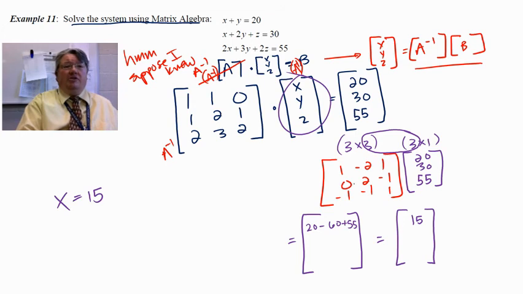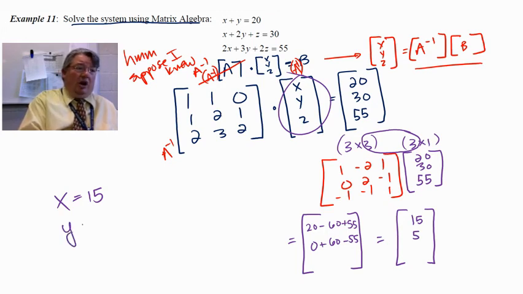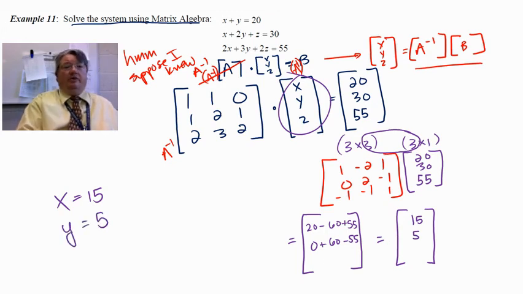Okay? Try this. Second row, first column. So 0 times 20 is 0. 2 times 30 is 60, positive 60. And negative 1 times 55 is negative 55. And 60 minus 55 is 5. Cool! What I just found out is y is equal to 5.